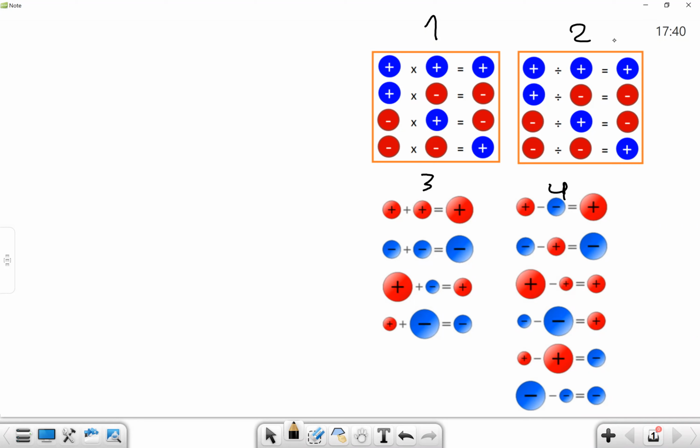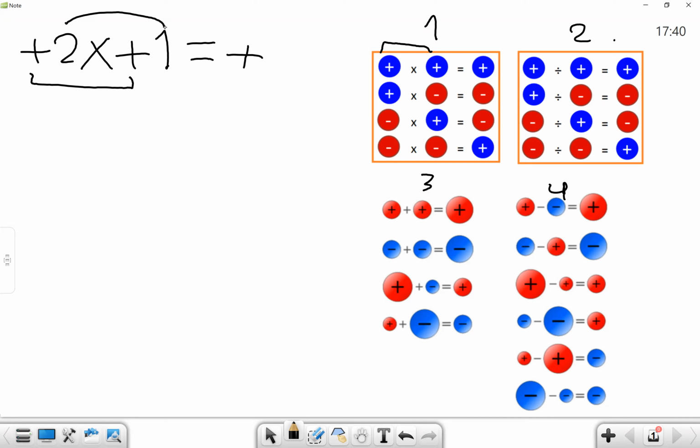Let's start with positive times positive. As you see in the multiplication rule, positive times positive equals positive. By the numbers, you can say positive 2 times positive 1 equals what? First, you multiply the signs: positive times positive equals positive. 2 times 1 equals 2.